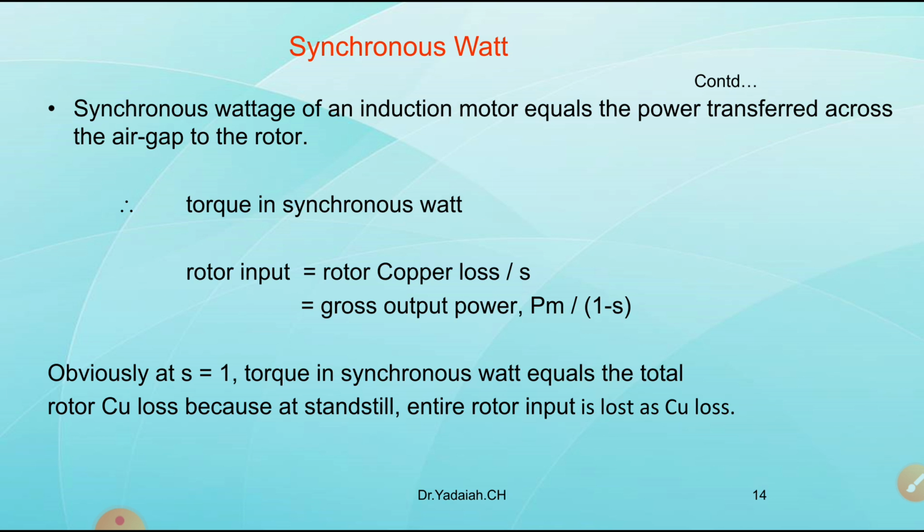Obviously, at S equal to 1, at standstill, torque in synchronous watt equals the total rotor copper loss, because at that condition no mechanical friction and windage losses are developed. At standstill condition, whatever input is given is converted into rotor copper loss. That is why the rotor will heat to a very high value if the bearings fail. If the bearing is unable to rotate the rotor, some clogging takes place. Then what will happen? If supply is given, heat will continuously be generated.